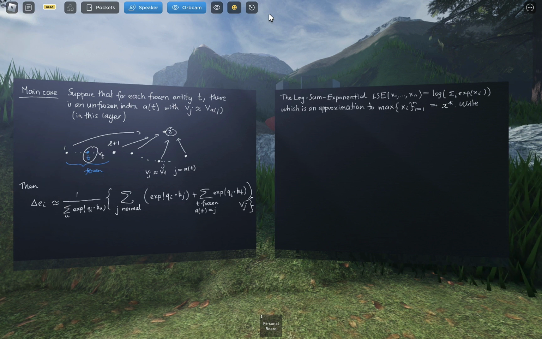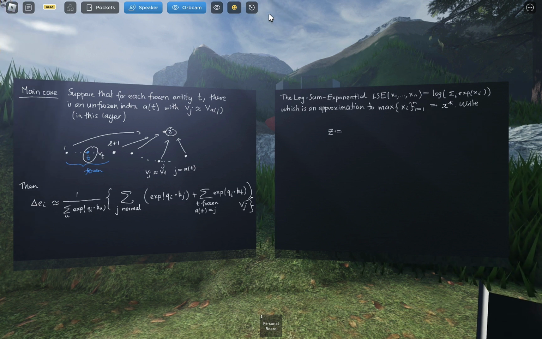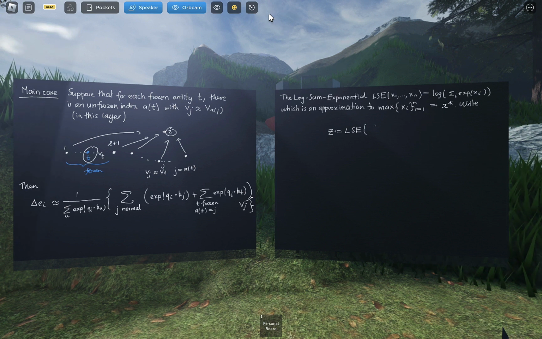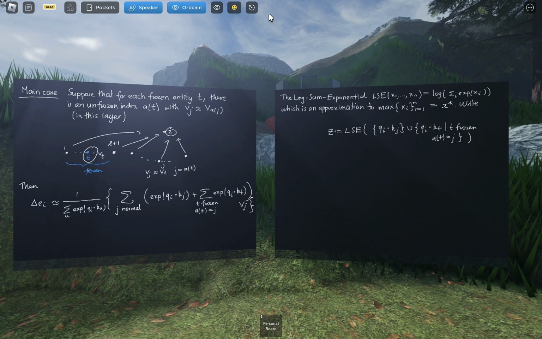Okay, so I just want to take that term in the brackets and rewrite it as a single exponential, right? And the point is just that it looks like the largest one. So if I let z be the log sum exponential of all those exponents, well, if there is a clear winner, then that will be approximately the clear winner.